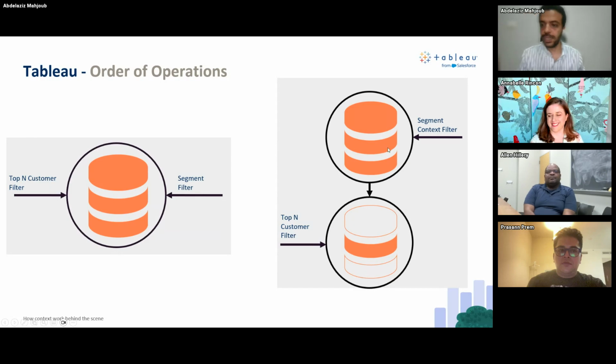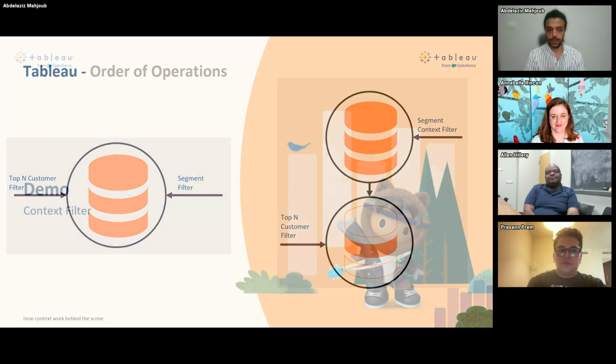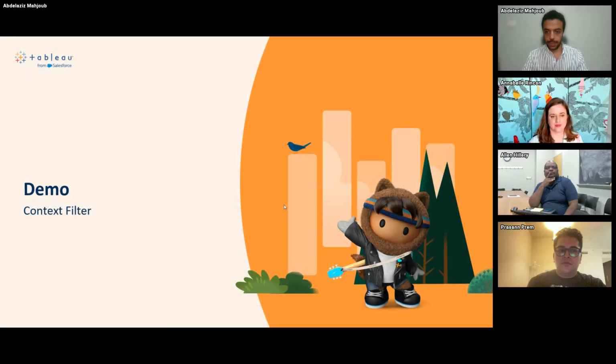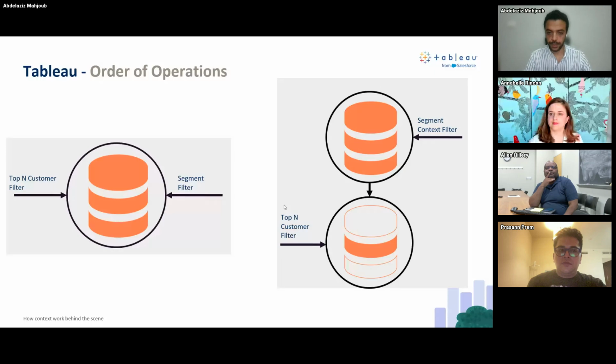But when I applied the context filter to the segment, I changed the order of the operations. Where I applied the context filter, that operation becomes first, and then the result of this context filter is passed to the next level in the order of operations, which in this case is top N. You can always refer back to this diagram. Here is the context filter, and then either the dimension filter or even the top N. This is where the top N comes into place. You need to understand where your actions come into place when it comes to this order of operations, and I hope it's somehow clear.